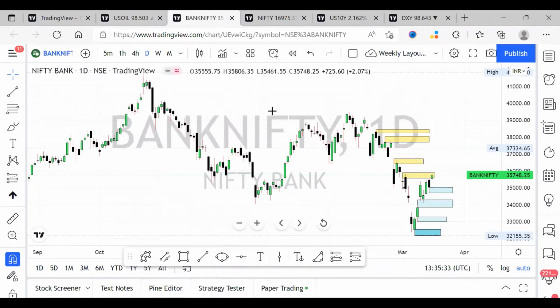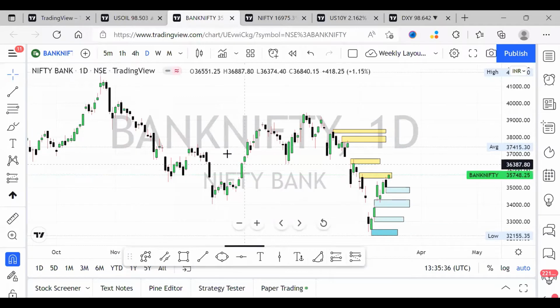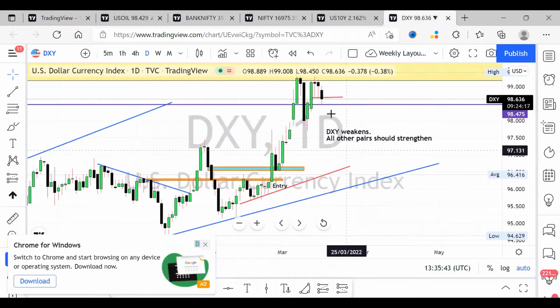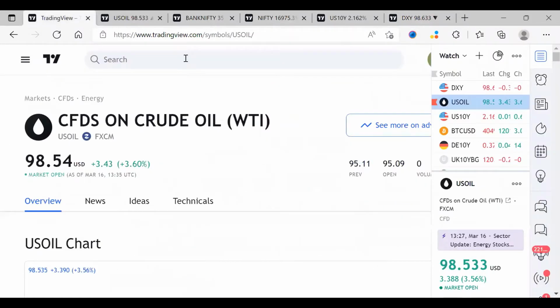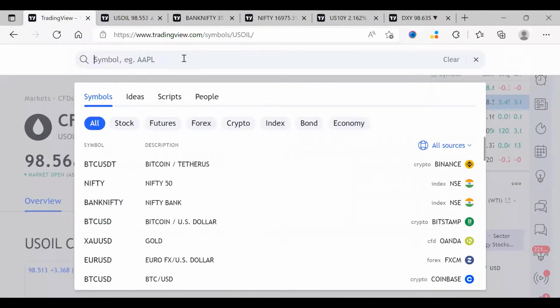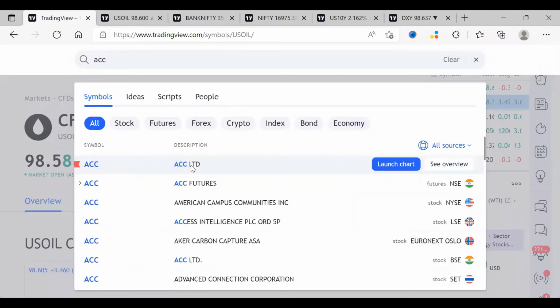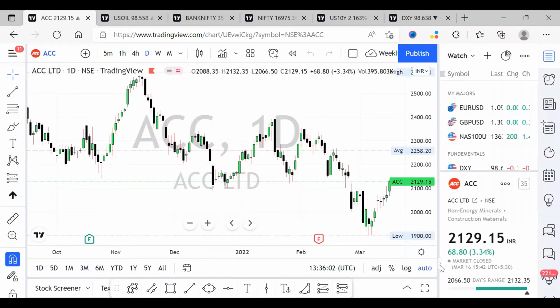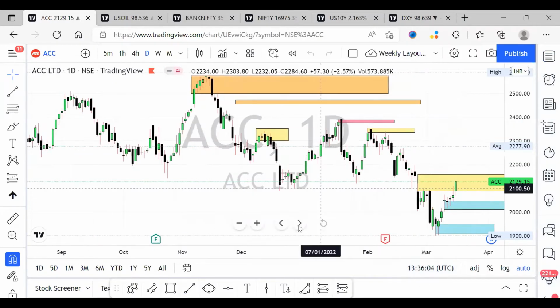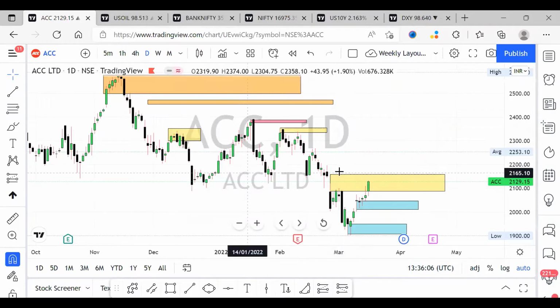Try and always understand why Bank Nifty is going up. We don't need a lot of information. All we need is the dollar index. Dollar index going down, Bank Nifty going up, Nifty going up. If we now look at other pairs, such as ACC, this will tell you straight away the correlation itself. Look at how ACC is going up. You need to understand this.